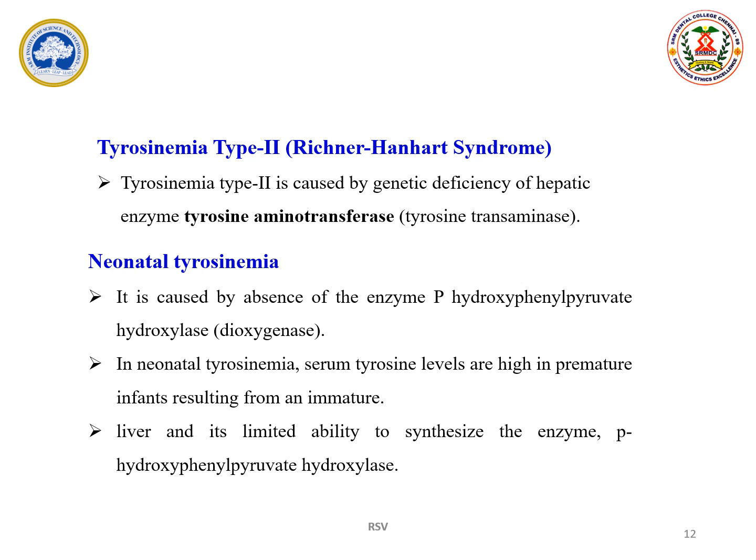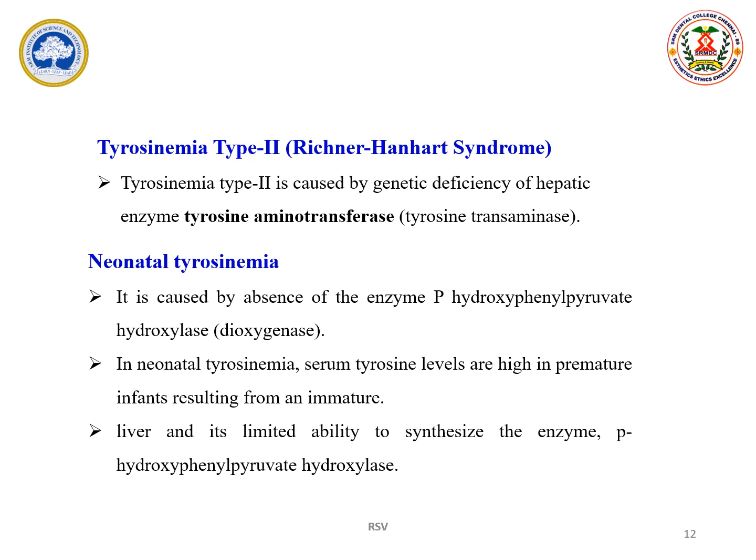Tyrosinemia type 2, otherwise called Richner-Hanhart syndrome, is caused by genetic deficiency of the hepatic enzyme tyrosine aminotransferase, otherwise called tyrosine transaminase. Neonatal tyrosinemia is caused by the absence of the enzyme para-hydroxyphenylpyruvate hydroxylase.